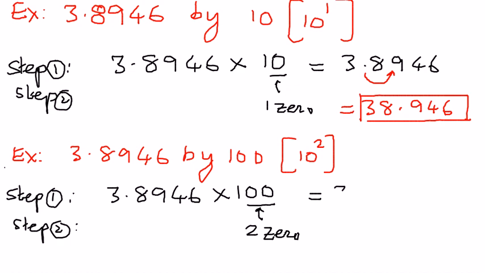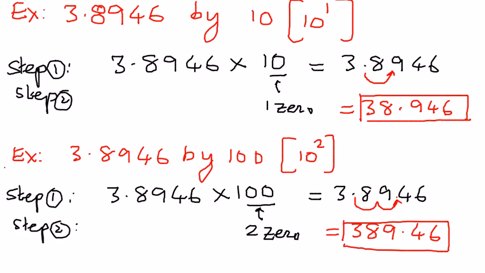So we're going to write 3.8946. Since there are 2 zeros, we're going to move 2 places to the right. We're going to place the decimal point after the 9, and therefore we can write this as 389.46. So in 100 there are two zeros, or in 10 to the power of 2 there are 2 zeros. Therefore, if the number is given to us in an exponential notation, we can just take the exponent, or the 2, and move the decimal place that many places to the right.